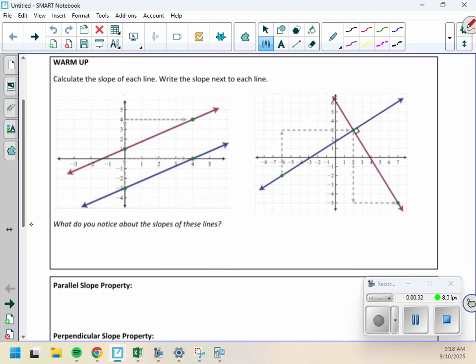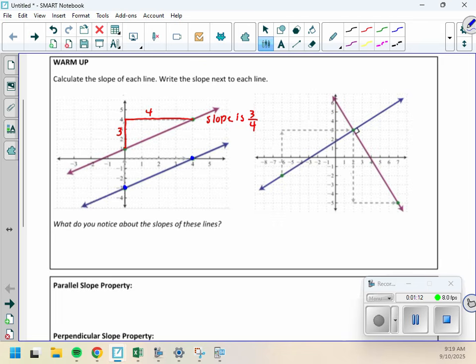You move up 1, 2, 3 units, and you move to the right 1, 2, 3, 4 units. Up 3, right 4. So we would say that the slope is 3 over 4. In the second line, you'll notice they give us 2 points. We're going to use these 2 points, and we can go up 3 and run 4. And again, our slope is going to be 3 over 4.